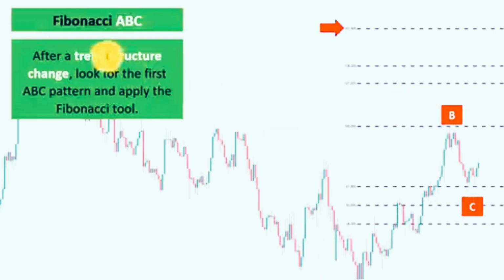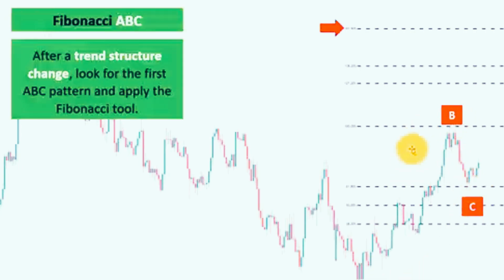So when the market is going from downtrend here to an uptrend, what I do is I look for the first ABC pattern. And then you draw your Fibonacci tool from point A, the lowest point usually of the previous downtrend, to point B, which is the first swing point on the way up. So you can see the market broke the last swing high here. Then it came to an end and it gave us the retracement.